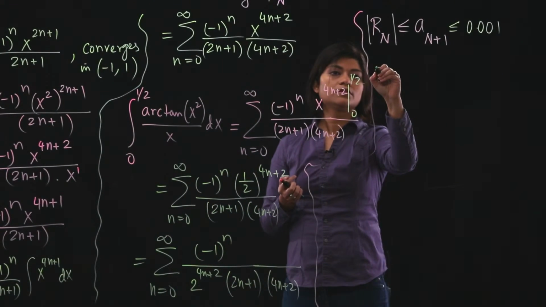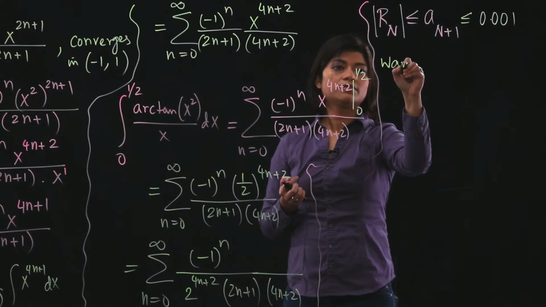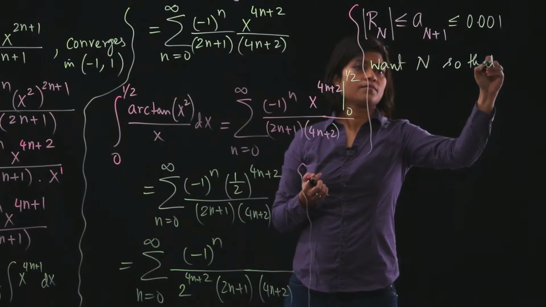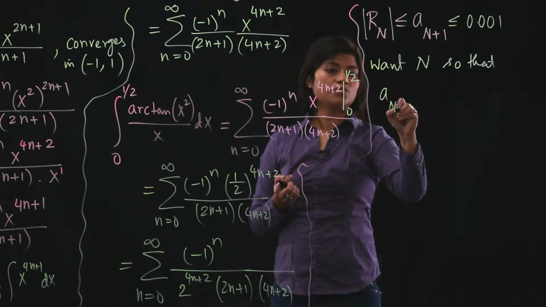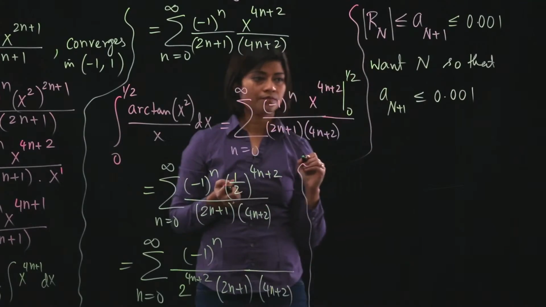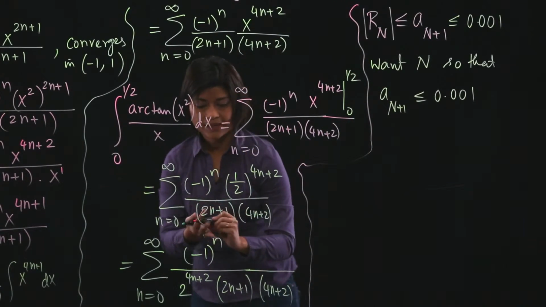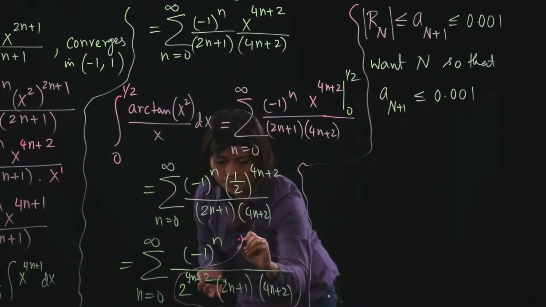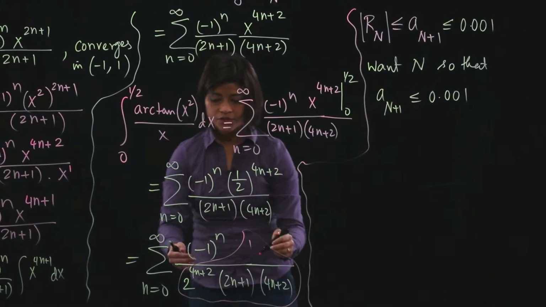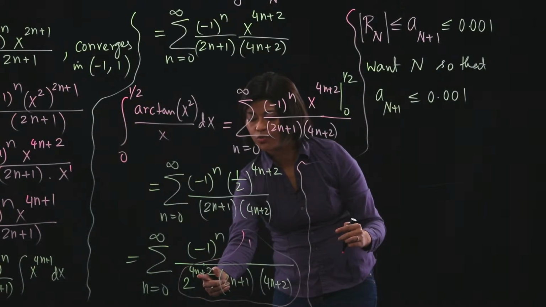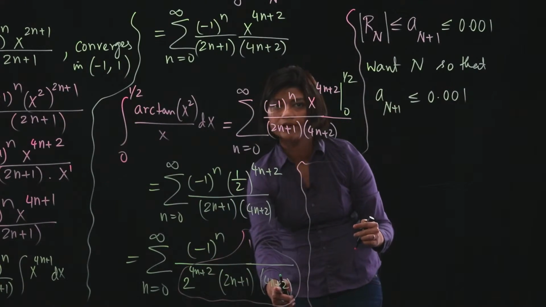Okay, so we want n so that a_(n+1) is less than or equal to 0.001. Now, like I said, a_n is right here. This part is a_n with a 1 here, right? So how do we figure out the next term? Just plug in n plus 1 wherever you see an n.